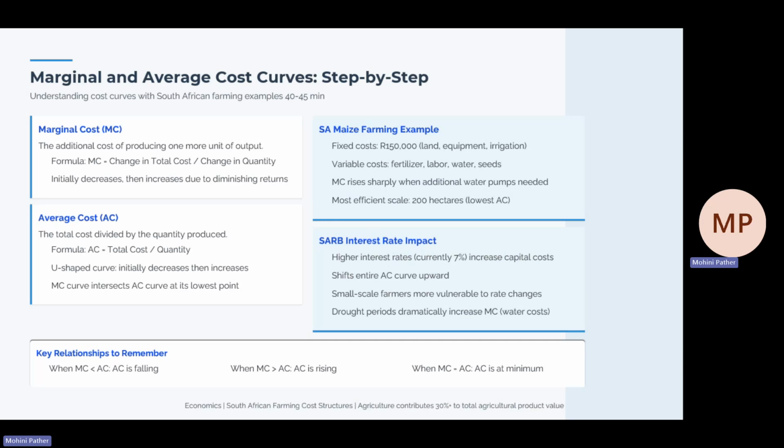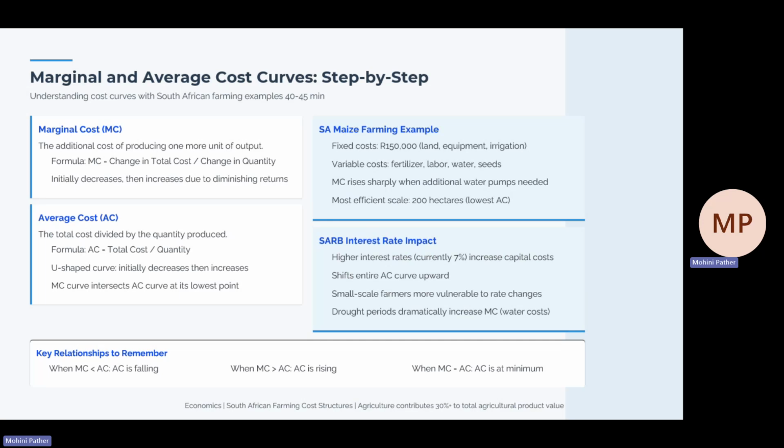Your marginal cost curve intersects your average cost curve at its lowest point. So there are key relationships to remember. Here again, I will post all of these lecture slides so that you can have them to refer to, but the key relationships to remember: when your marginal cost curve is below your average cost, average cost is falling. When your marginal cost is above your average cost, it is rising. And then, of course, when your marginal cost curve equals your average cost, you have reached your optimal production point.